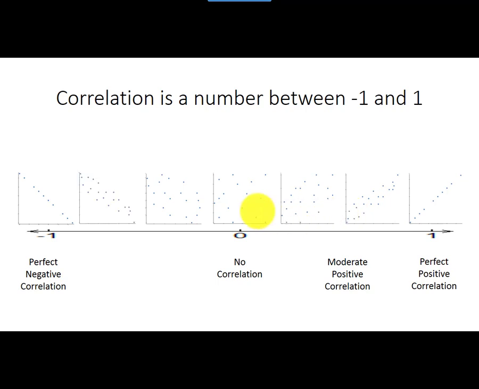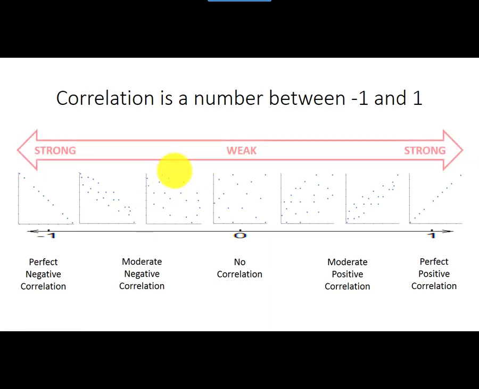The dots just appear to be a little more, for lack of a better word, organized, starting to follow a more obvious linear trend. So this is moderate positive correlation as you move out toward the edge. And this is moderate negative correlation. Again, the negative being that it goes from upper left down to lower right.